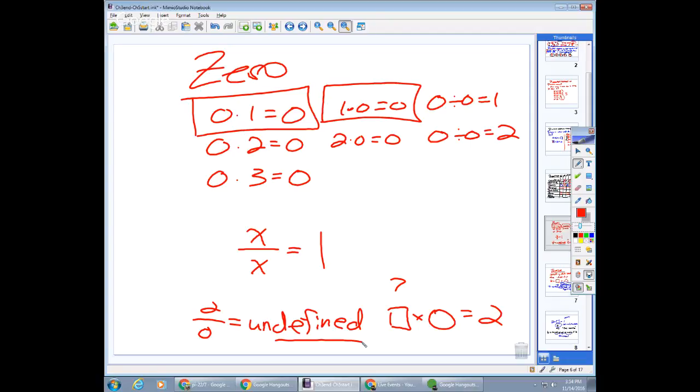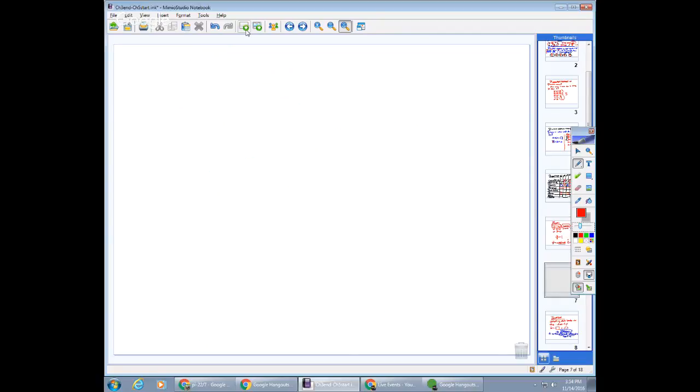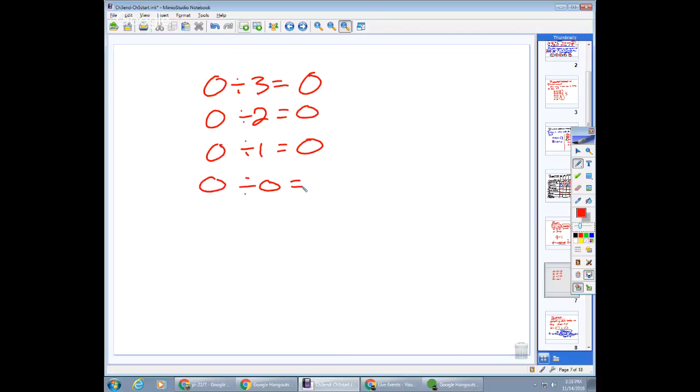So check this out. I get another new page. What is 0 divided by 3? Yeah, I have no money. I want to share it with my 3 friends. How much do each of them get? They get nothing. I can totally answer that. What's 0 divided by 2? 0. What's 0 divided by 1? What's 0 divided by 0? Oh, well, this pattern says maybe it should be 0. Are you confused? Good. It's different than 2 divided by 0.